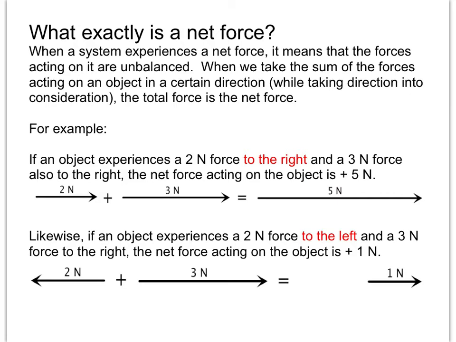Likewise, if an object experiences a 2 Newton force to the left this time, and that same 3 Newton force to the right, the net force this time acting on the object will be positive 1 Newton, or just 1 Newton to the right. So direction matters here again. Basically, if something acts to the left or down or the negative direction, you can say that's a negative force. And since these forces act along the same direction, in this slide horizontal forces, we can add them numerically, like integers.